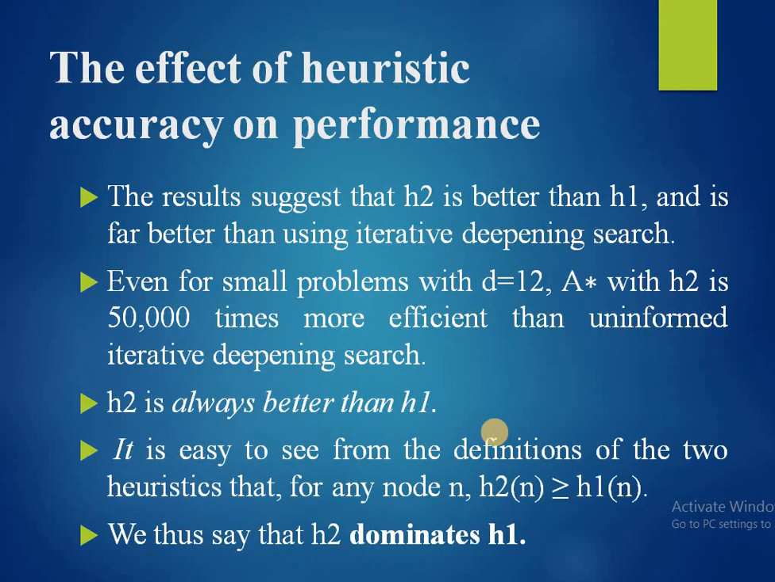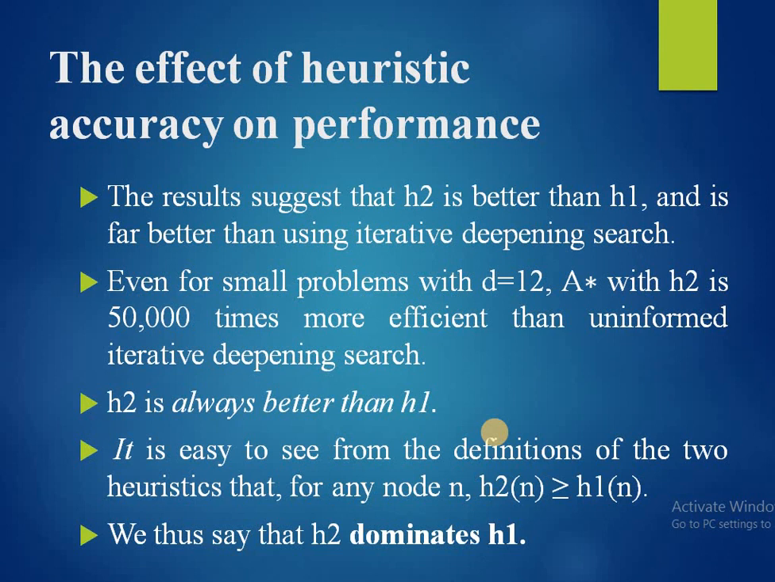The results suggest that h2 is better than h1 and is far better than using iterative deepening search. Even for small problems with d equal to 12, A star with h2 is 50,000 times more efficient than uninformed iterative deepening search. So h2 is always better than h1.